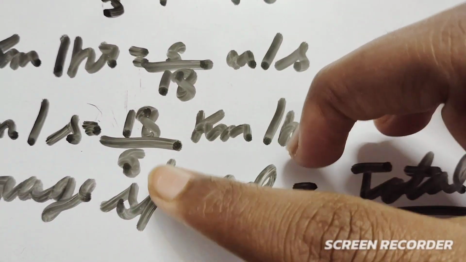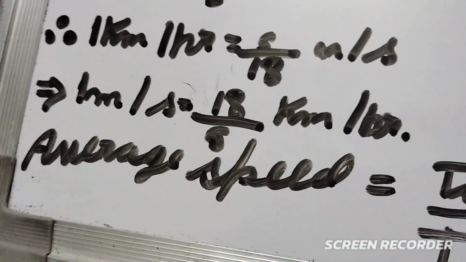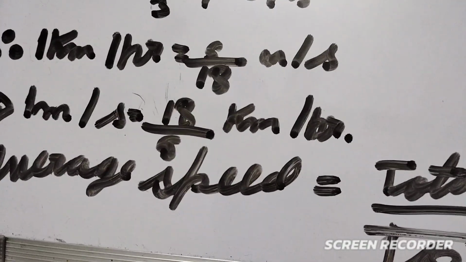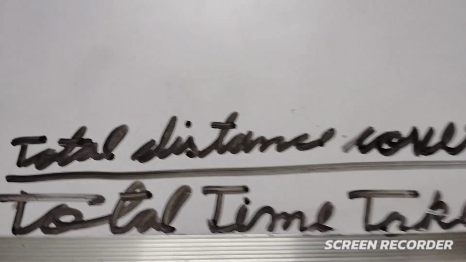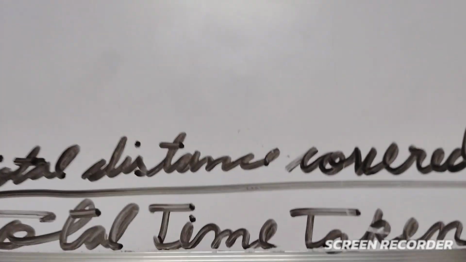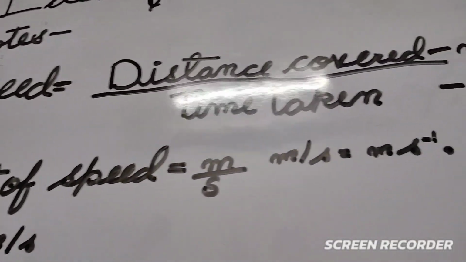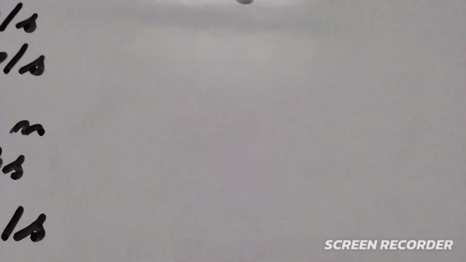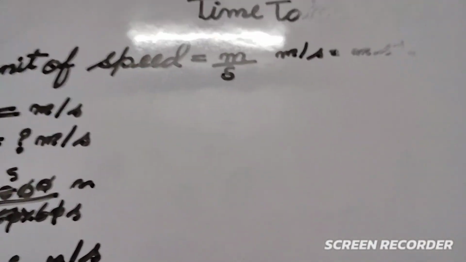Average speed. To take out the average speed, we have total distance covered upon total time taken equals average speed. These are the basics of the chapter that we should know. Now we will do some questions.